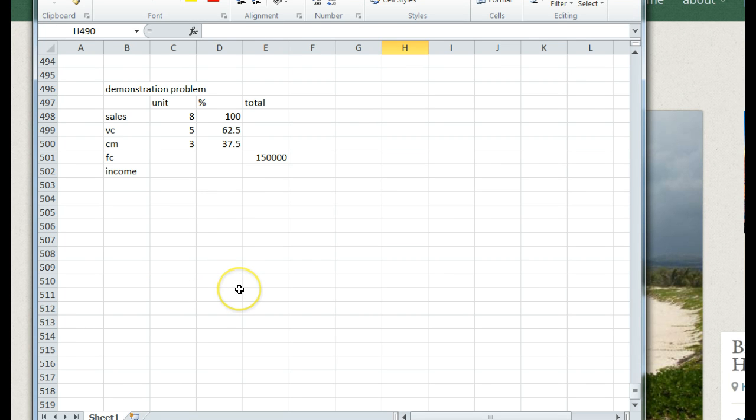All right, here's the demonstration problem. This is on page 795. And this says Sports Cap sells caps. So they have a fixed cost of $150,000, sales price of $8, variable cost of $5, contribution margin of $3. So I calculated the percentages of sales on each of these. Sales is always 100% of sales. Variable cost, 5 divided by 8, 62%. Contribution margin, 3 divided by 8, 37%. So that's kind of where we're starting.